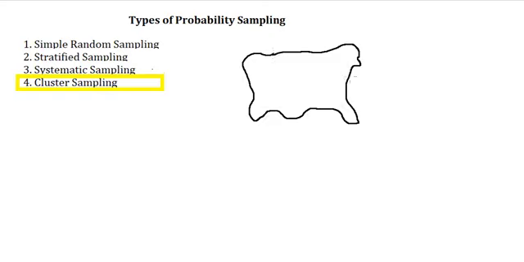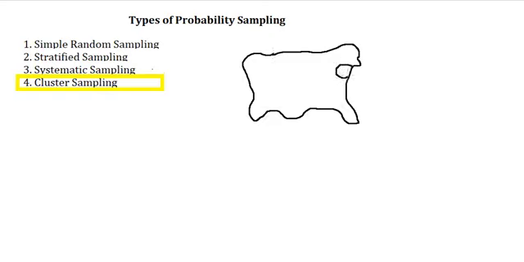Cluster sampling is used when natural groups are present in a population, for example, voting districts. Cluster sampling is typically used in market research when a researcher can't get information about the population as a whole, but they can get information about the clusters.